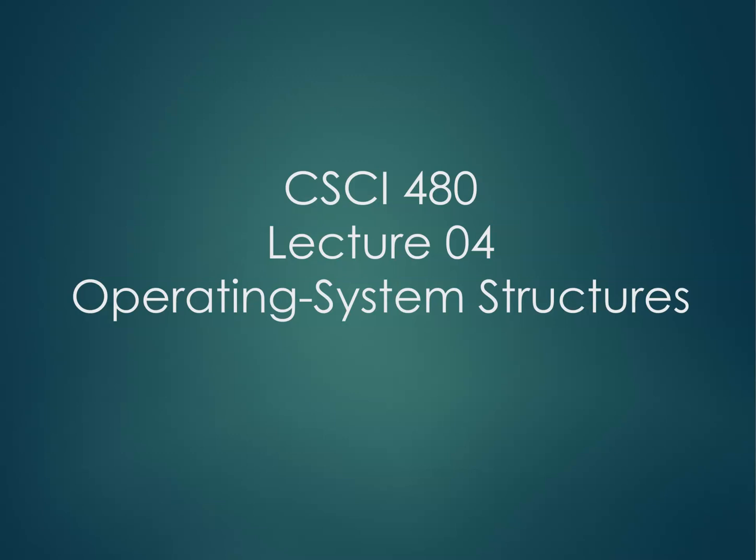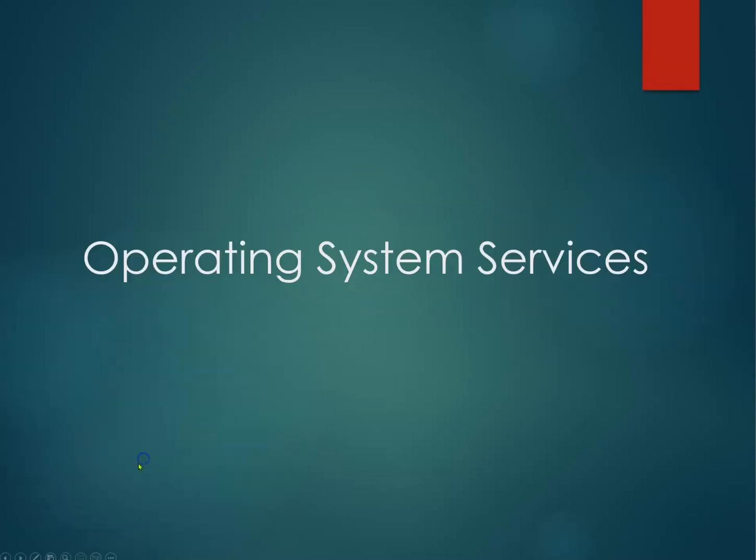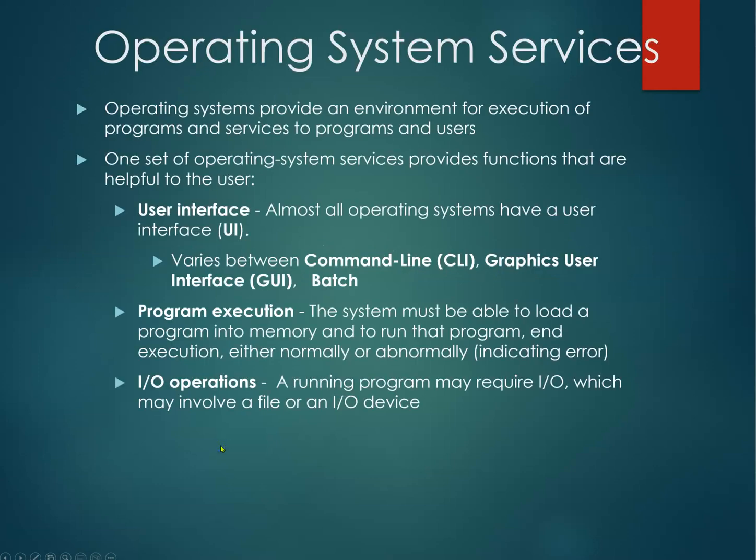Okay, in this lecture, we're going to talk about operating system structures, as in data structures and operating system services. So what are operating system services? They provide an environment for execution of programs and services to programs and users. One set of operating system services provides functions that are helpful to the users, such as a UI. Almost universally there, it either is a command line, CLI, or a GUI.